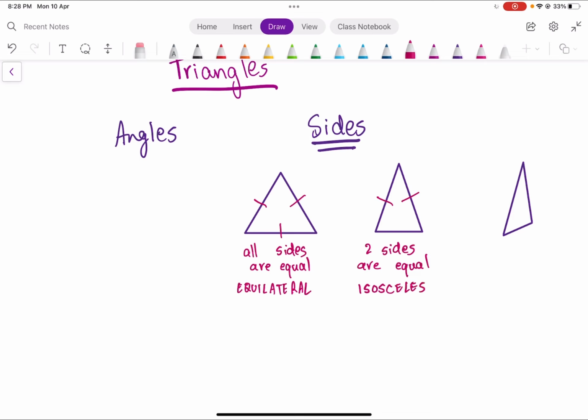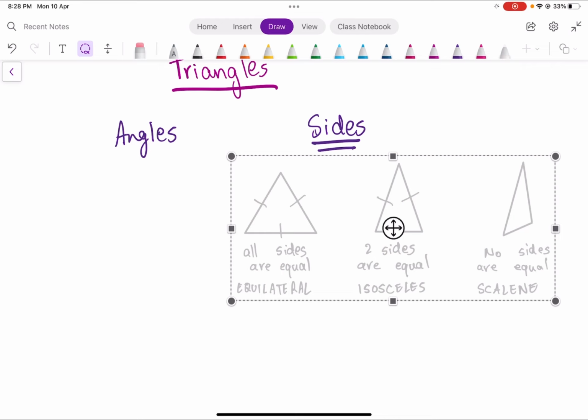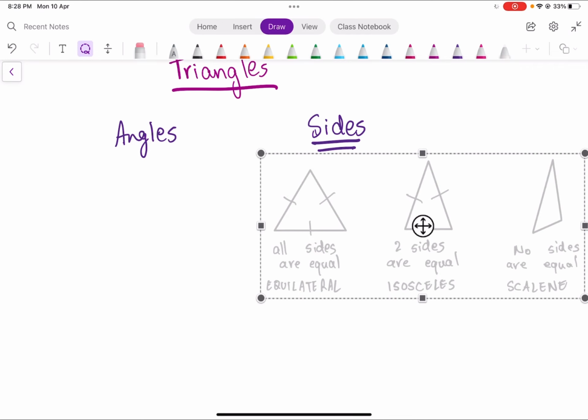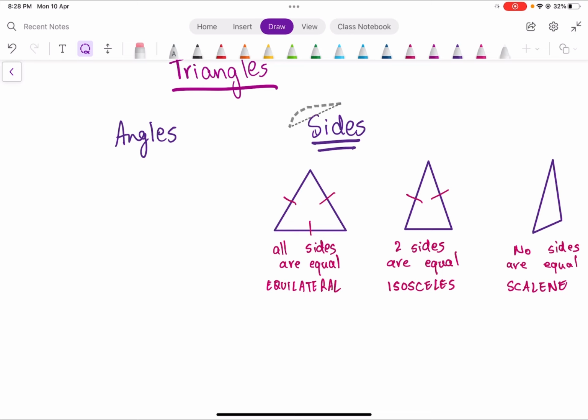Now in our last one, none of the sides are equal. So no sides are equal. So this type of triangle is called a scalene triangle. So there you have it, the different types of triangles based on their sides. I'm going to move this a bit more to the side, and this too. Now let's talk about how they are separated based on their angles.